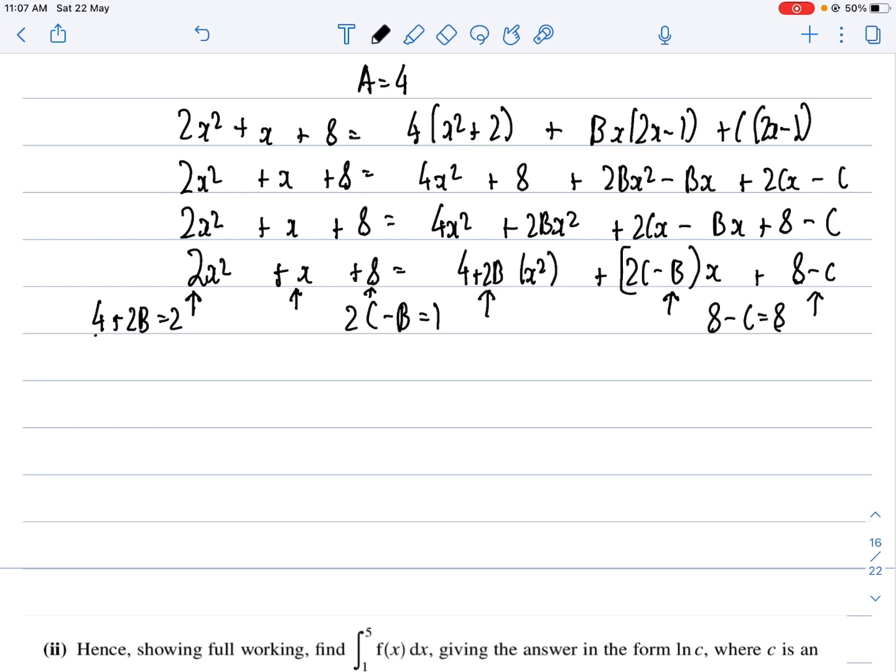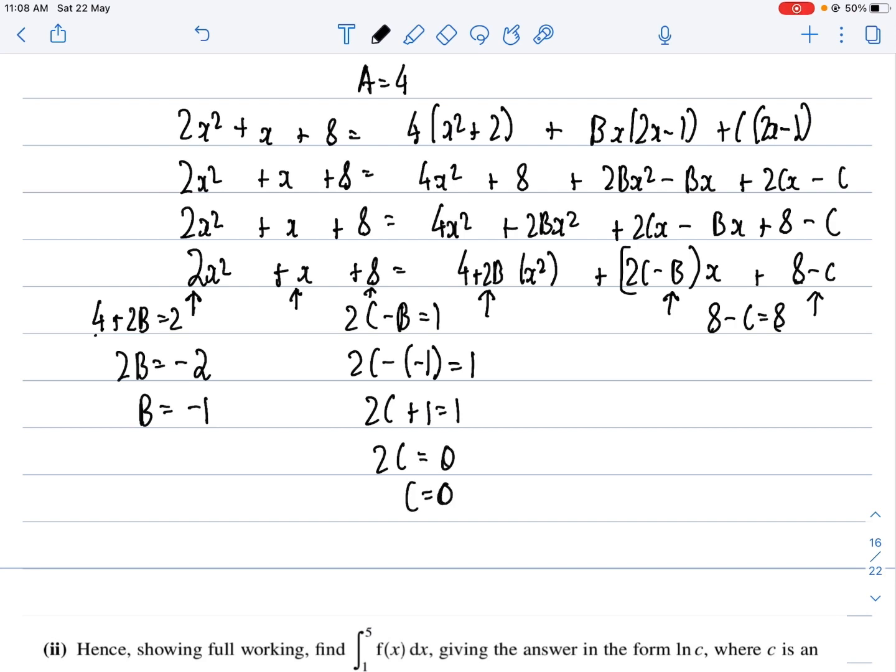So now I can adjust 2b equals 2 minus 4, which is minus 2, and b equals minus 1. So now this is 2c minus of minus 1, so 2c plus 1 equals 1. So I know 2c is equal to 1 minus 1, which is 0. So I get my c as 0.